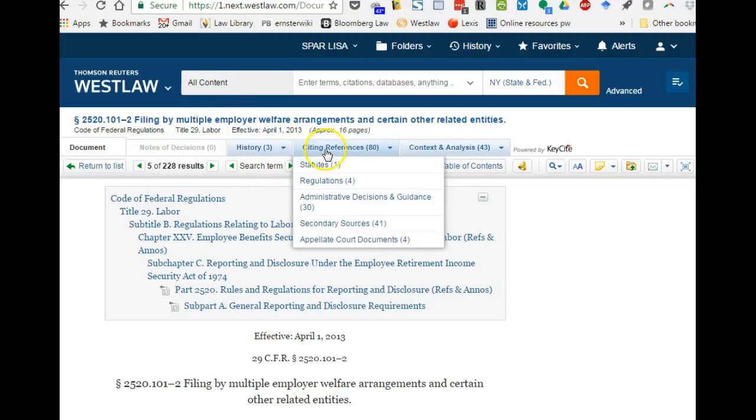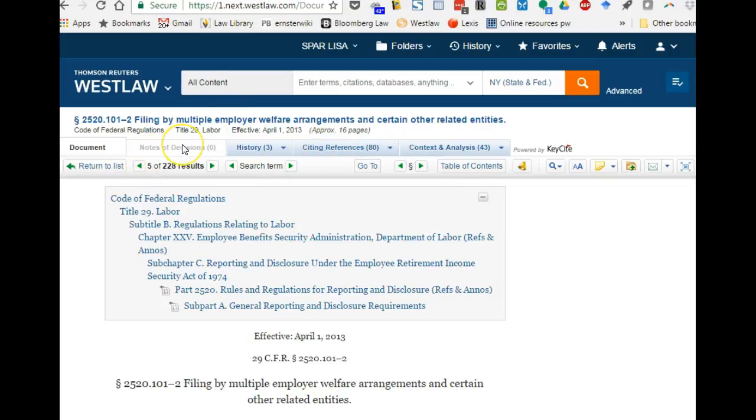Again, we're still in the CFR. We have citing references. If there are any notes of decisions, they would be there. Also true for New York regulations.